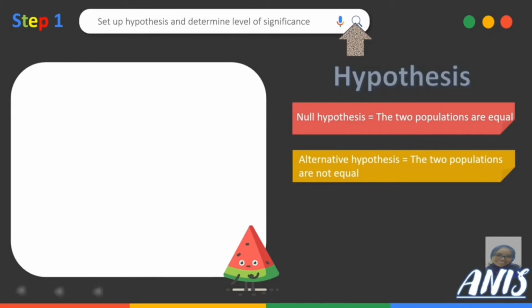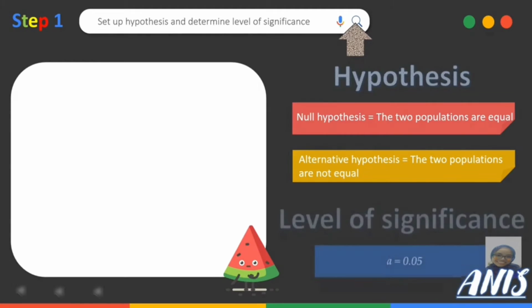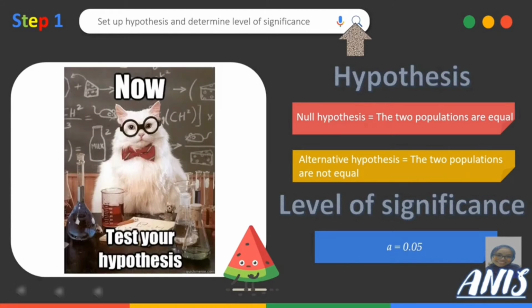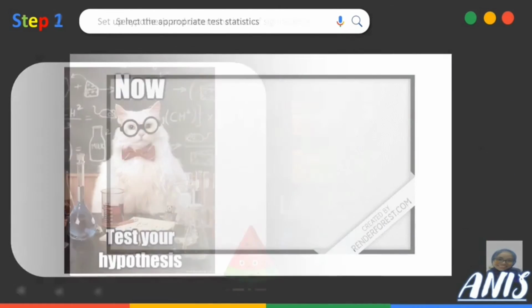First, we will start with the hypothesis. It consists of a null hypothesis that states the two populations are equal, and an alternative hypothesis that says the two populations are not equal. And the level of significance that we use is 0.05. Now, let's test our hypothesis.